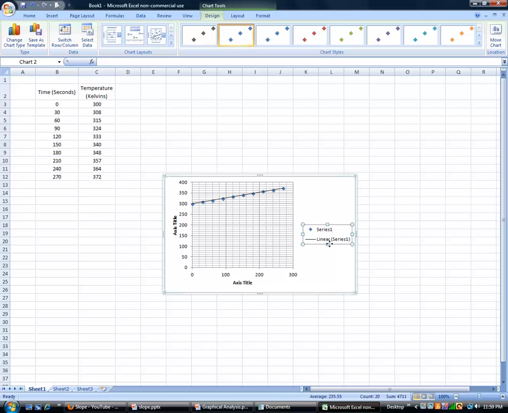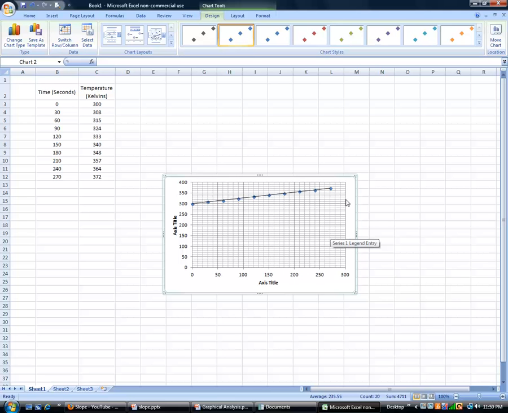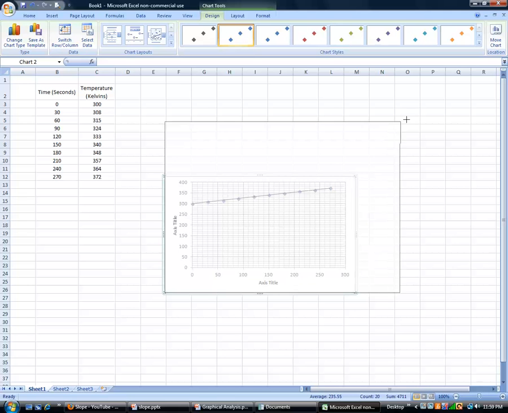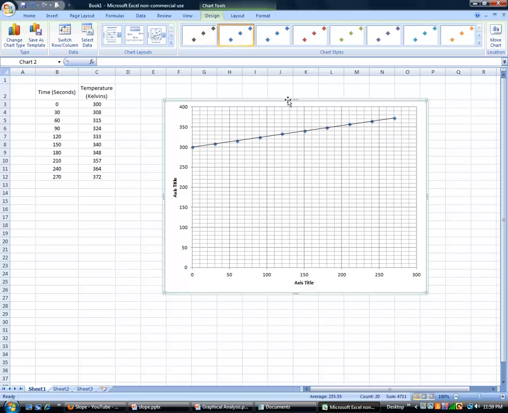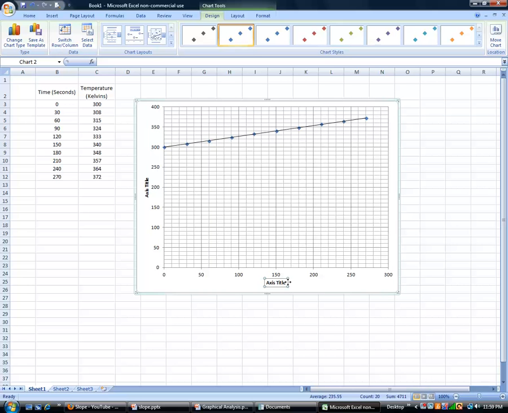You can label this whatever you want, or if you want, you can just delete that out. Make this graph a little bit bigger. Move it over here. Change my titles on the axis. The x-axis is time in seconds. It is important that you put the units in with them. The y-axis is temperature in kelvins.